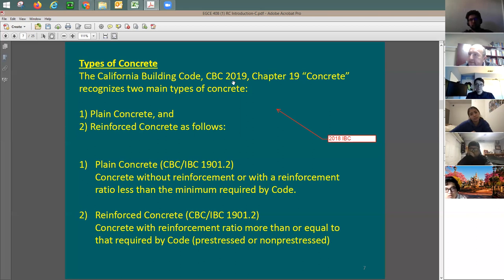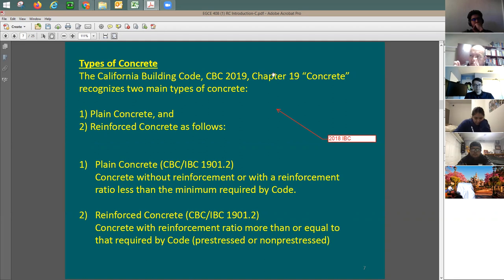So the CBC here, once you open it, you go to chapter 19, it's gonna be about concrete design. This chapter 19 of the CBC is the ACI 318, 2014. It is the code that we were talking about. Are you guys following me? So where is the ACI here? The ACI actually is gonna be a section or a chapter of this code. And the ACI book itself is thick. It is not a small book, it's a thick book.